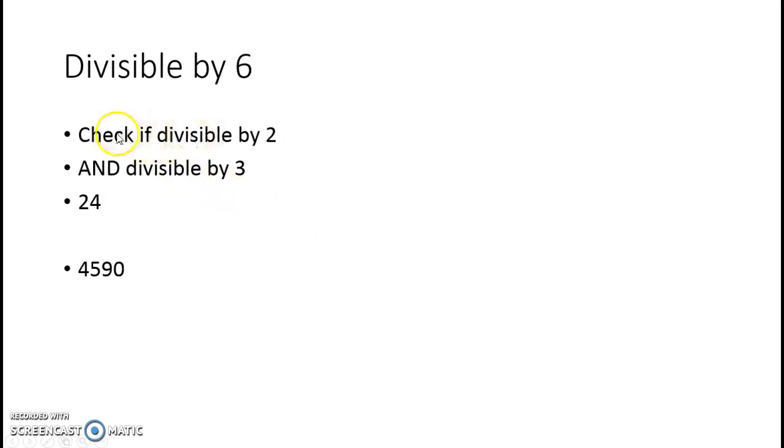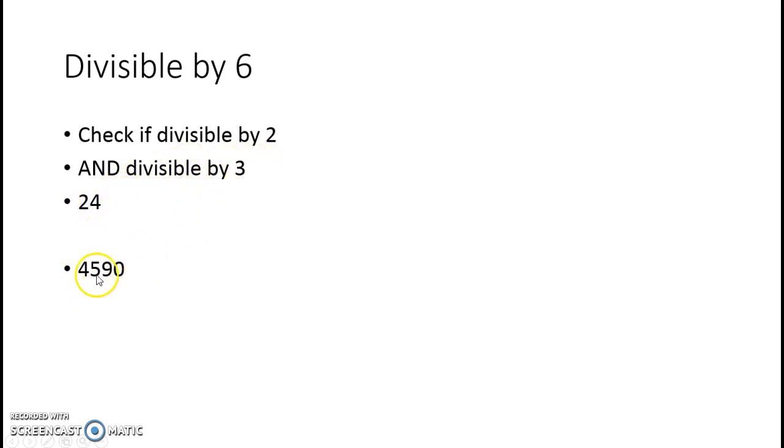Divisible by 6. Okay, so actually you're just using two different rules. You check to see if it's divisible by 2 first, and then you check to also make sure it's divisible by 3. Well, why does that make sense? Well, 2 times 3 equals 6. So obviously it has to be divisible by 2 and 3 if it's divisible by 6. So small example, 24, we know it's divisible by 2 because it's even. And then divisible by 3, 2 plus 4 is 6. So that's also divisible by 6, by 2 and by 3.